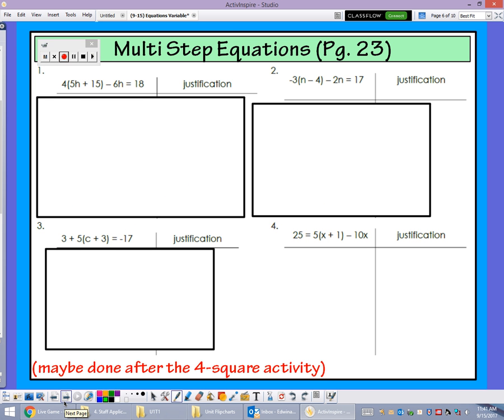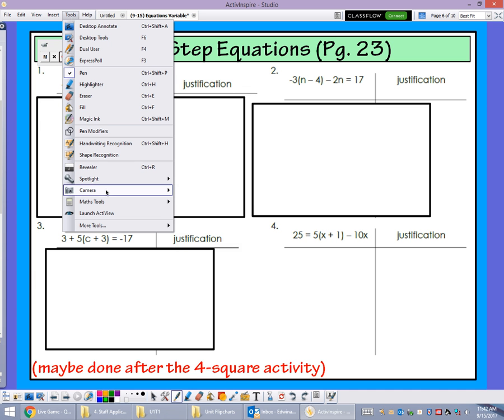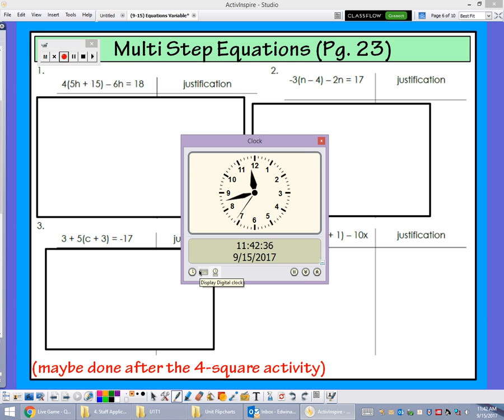All right, I'd like you to turn to page 23. Turn to page 23. I would like you to choose, out of numbers 1, 2, and 3, one problem. And I'm going to give you 4 minutes. One problem, 4 minutes. Choose your problem. Out of numbers 1, 2, and 3, not number 4. I'll give you 4 minutes. I'm coming around to see how you do.